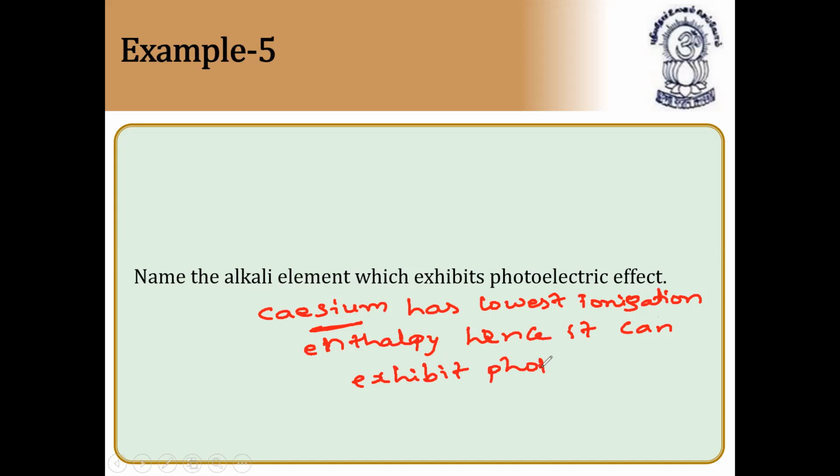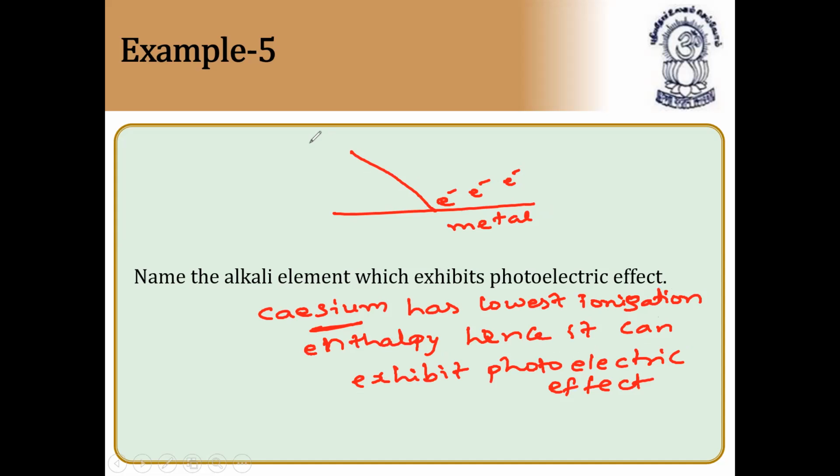Photoelectric effect. What is photoelectric effect? When light of certain frequency is incident on a metallic surface, it emits electrons. Electrons start ejecting out from the surface of the metal. So this is the surface of the metal, and this is the light. When light of certain frequency is incident on a metallic surface, electrons start emitting out. This is commonly called the photoelectric effect. So cesium has the lowest ionization enthalpy, hence it can exhibit the photoelectric effect. So the alkali element which exhibits the photoelectric effect is cesium. Next question.